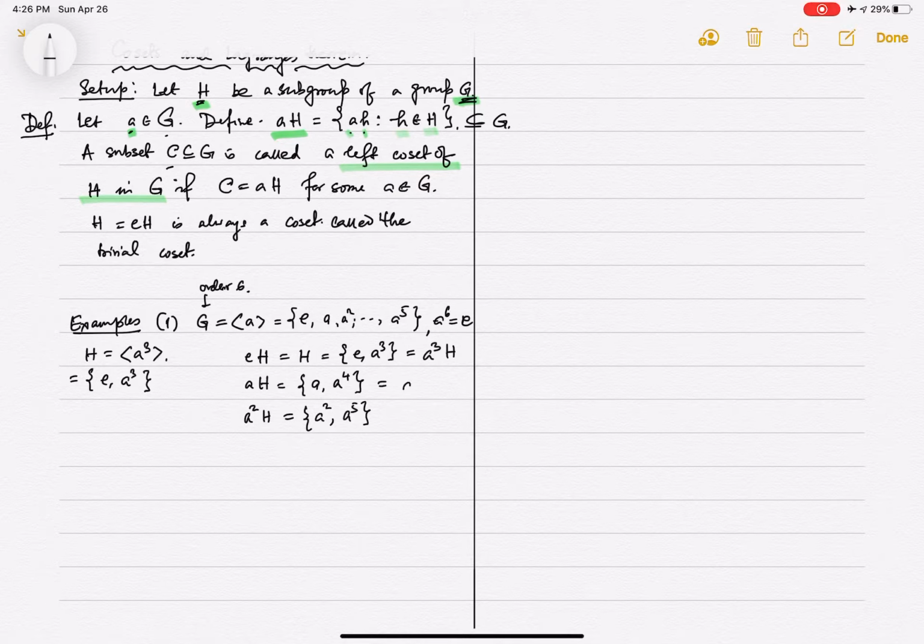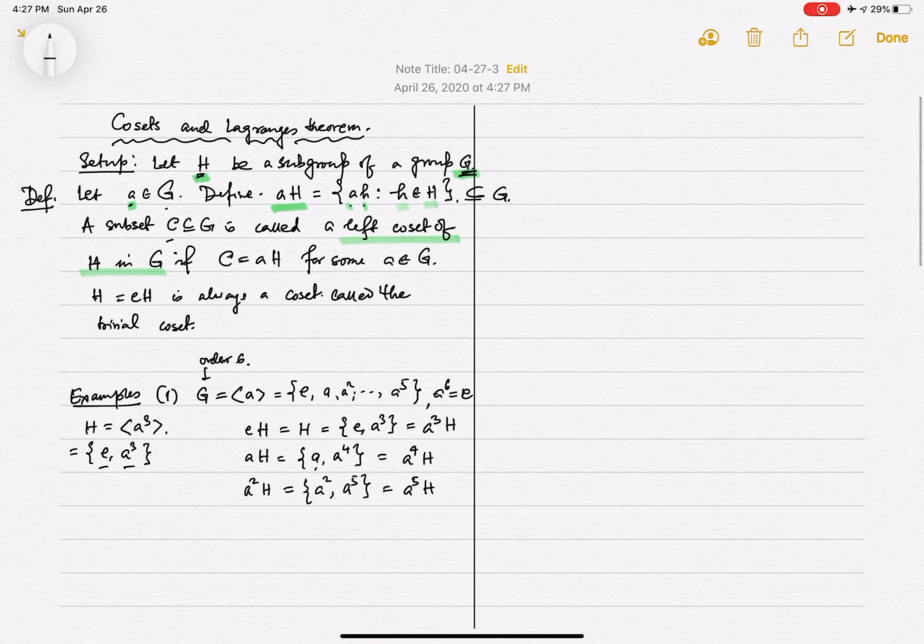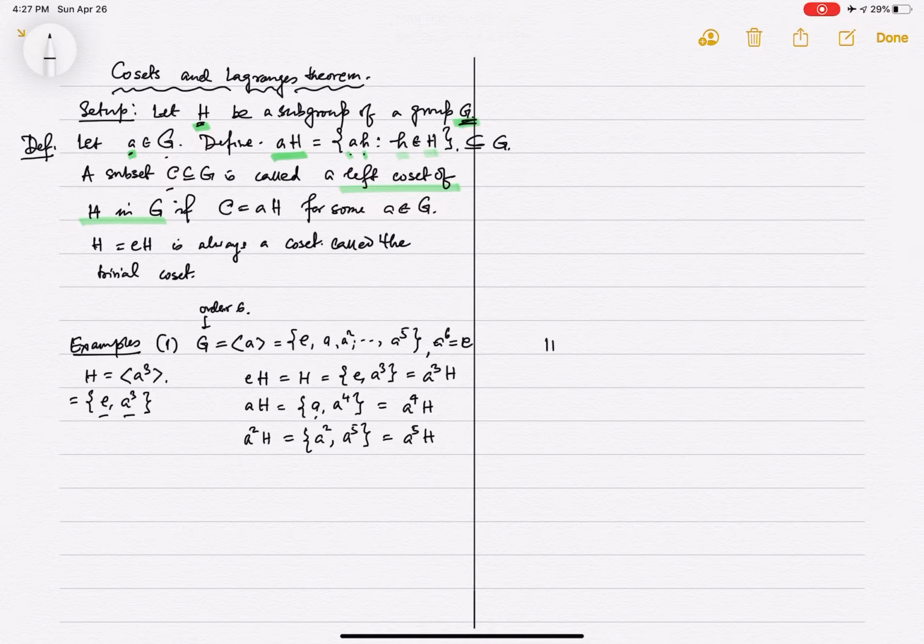And then I have the coset containing a to the 4th, but that's the same as the coset containing a, you can check. If you multiply by a to the 4th, you get a to the 4th, and then a to the 7th, which is a again. And then the coset containing a to the 5 is again the coset containing a squared. So there are 3 cosets in this case. Maybe we should make a little table here. The size of H is 2 here. The number of left cosets is 3. And the size of the group is 6.